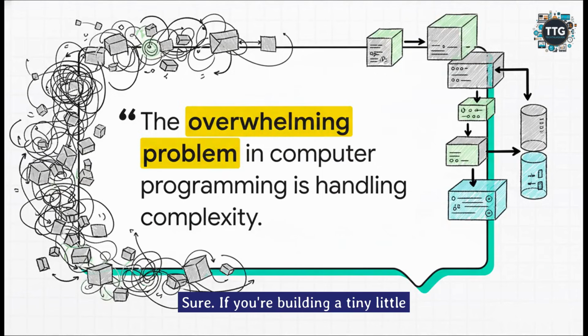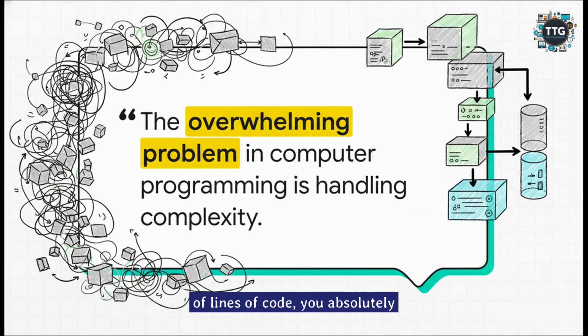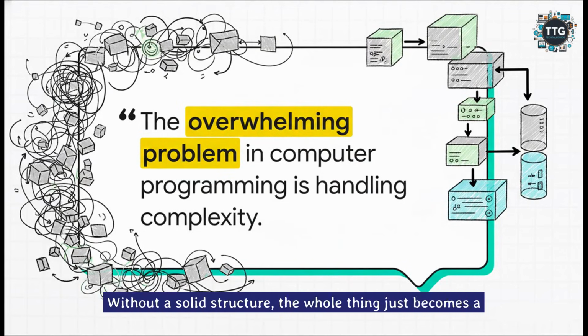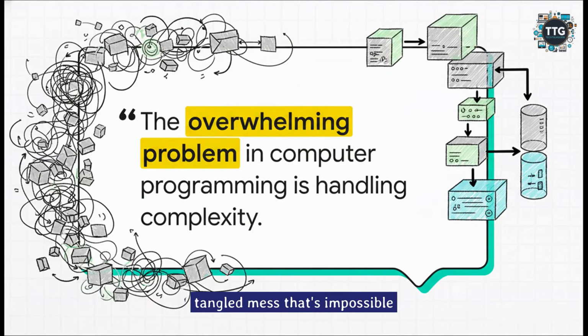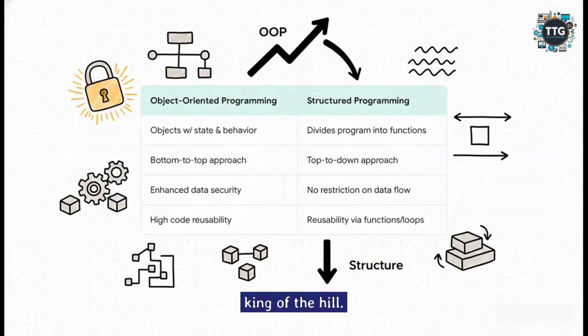I mean, modern software is just mind-bogglingly complex. Sure, if you're building a tiny little app, you can get by with simple functions. But when that program grows to thousands or even millions of lines of code, you absolutely need a strategy to manage that chaos. Without a solid structure, the whole thing just becomes a tangled mess that's impossible to understand, let alone maintain. And that is why object-oriented programming became the king of the hill.